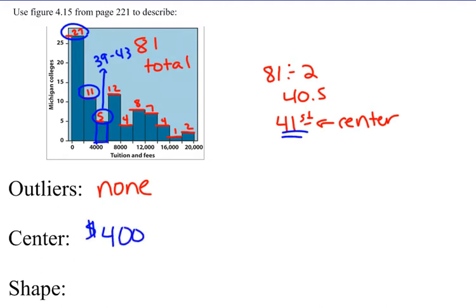I don't know exactly where my center is because that's a histogram. I wasn't given the data values. Now, if I was given a list of these colleges and their actual tuition and fees, I could find the center and give an exact answer. But because I'm only given the histogram, I'm going to have to go with this and give my answer from there. And then my shape.